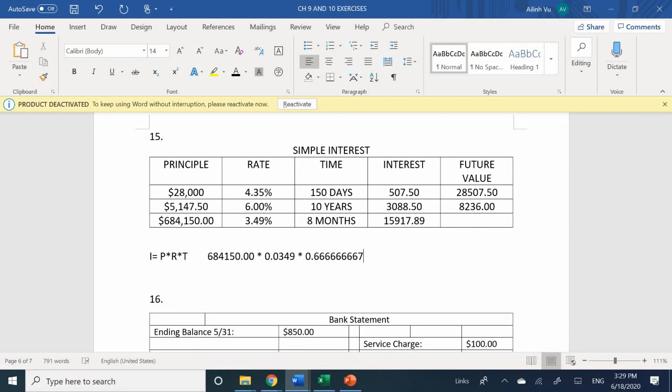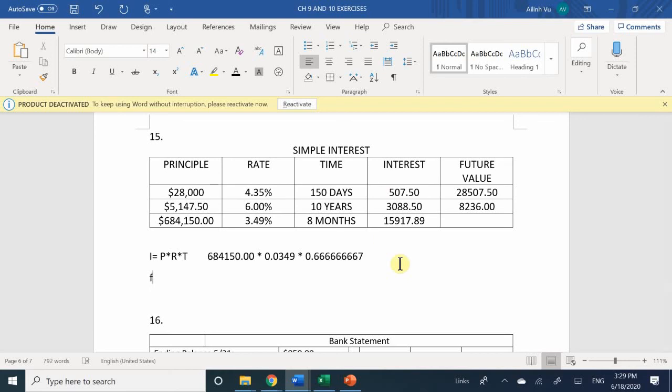Andrea, it's really easy. All you need to do is add two numbers together. In this case, to solve for future value, I'm going to write FV. It is going to be equal to your principal plus your interest. What is your principal? The principal is 684,150. All right, and you're going to add that to what is your interest that you solved for? The interest is 159.